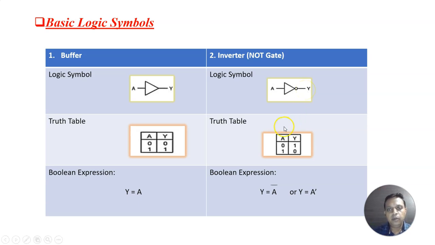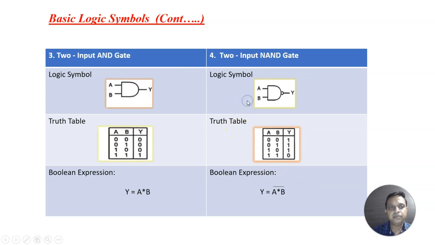Now, the truth table of this inverter. A is the input, Y is the output. For input 0, the output will be high because this is the inverter. For input 1, that is high, the output will be low. And finally, the Boolean expression of this inverter is Y equal to A bar, also called A complement, or it can also be written as Y equal to A dash. The meaning of both expressions is one and the same.